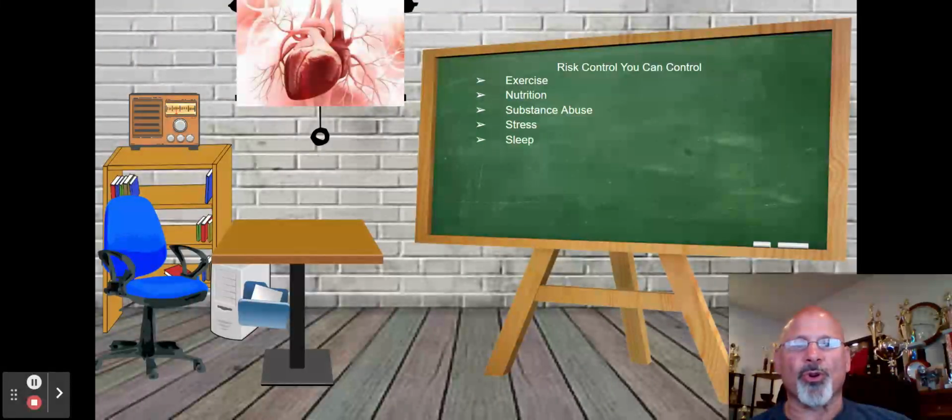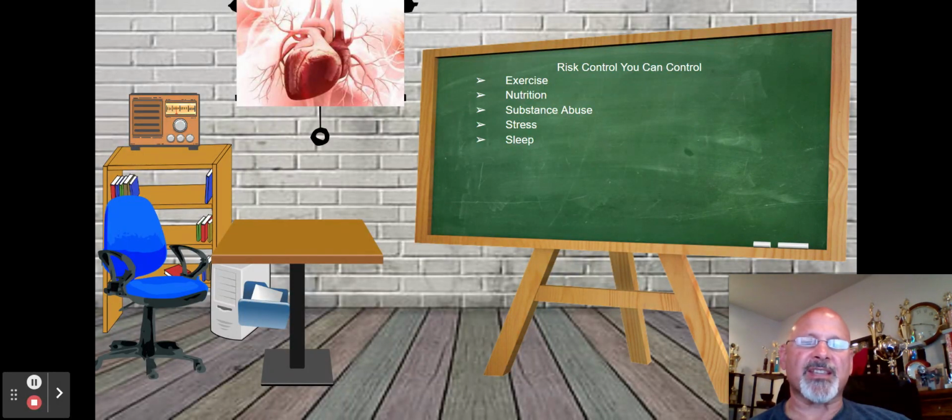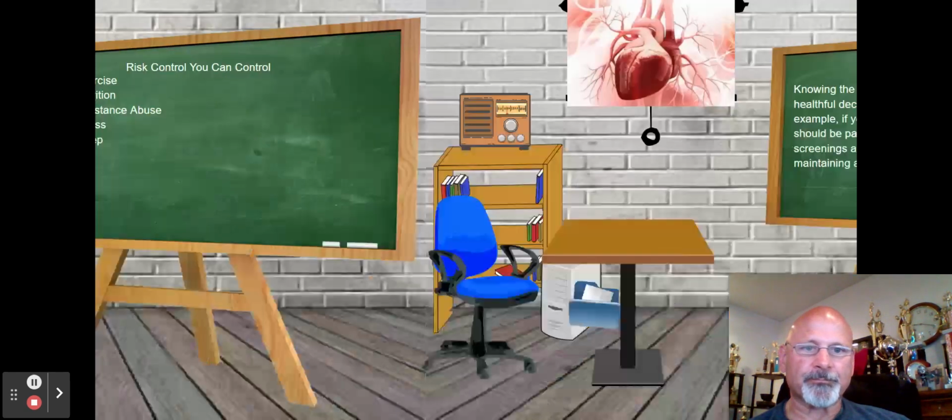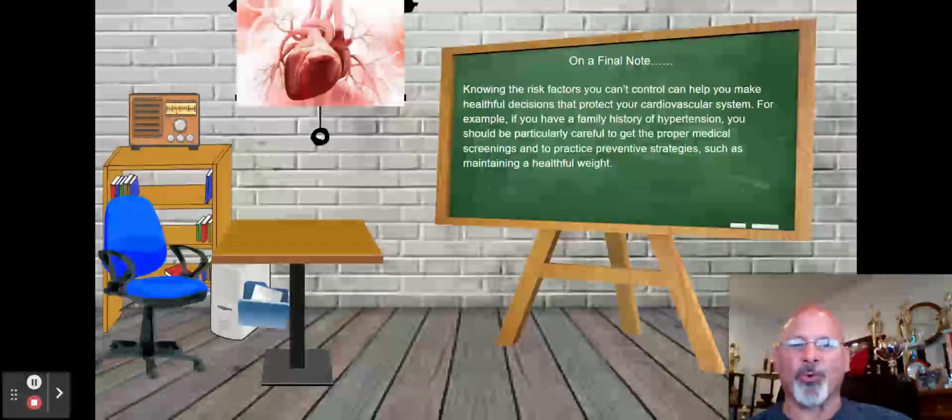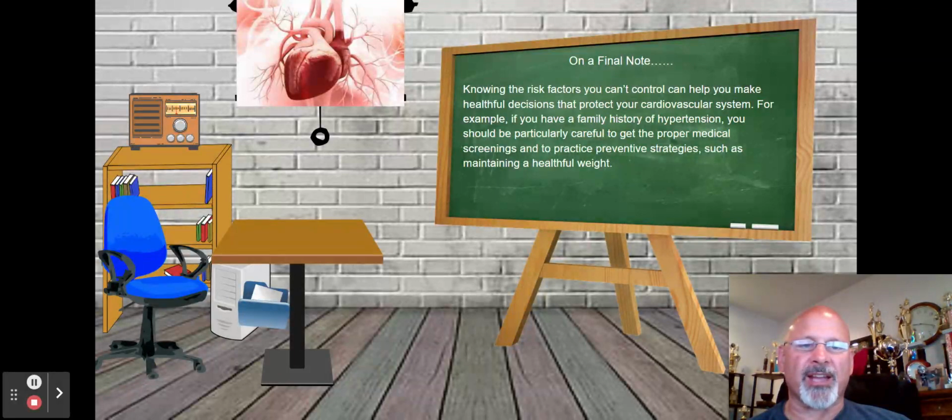Risk factors you can control: exercise, nutrition, substance abuse, stress, and sleep. On a final note, knowing the risk factors you can't control can help you make healthful decisions that protect your cardiovascular system. For example, if you have a family history of hypertension, you should be particularly careful to get proper medical screening and to practice preventive strategies such as maintaining a healthful weight.